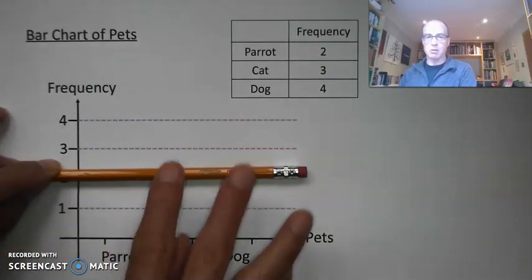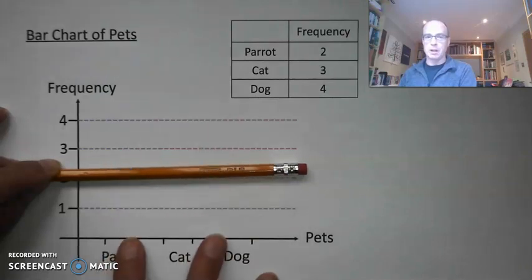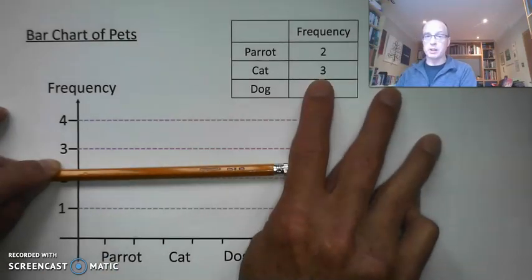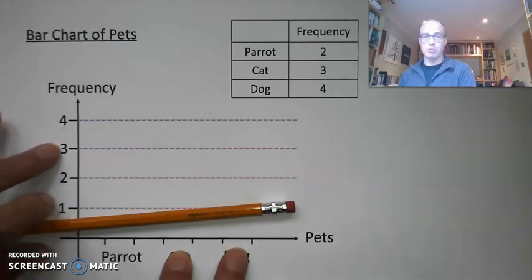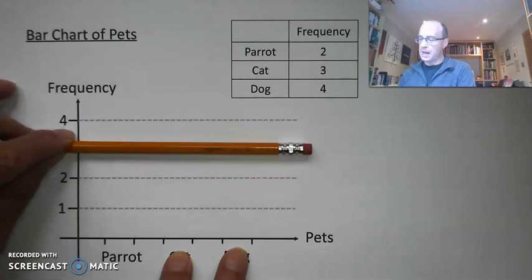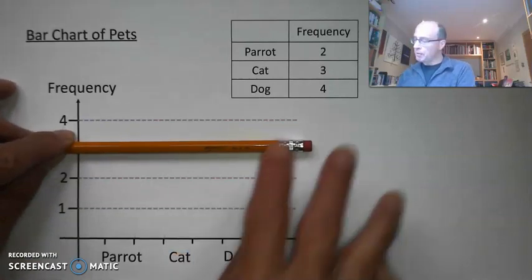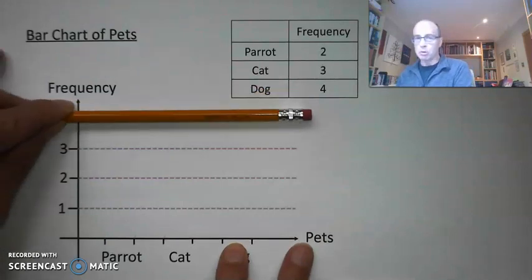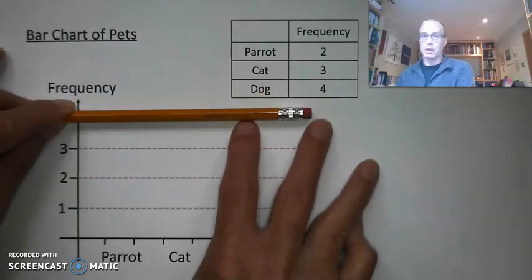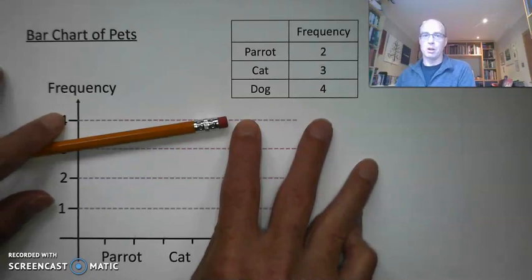Bar's going to need to go up to here for my parrot. For my cat, 3 people said cat, so my cat is going to have to go up to frequency 3. So my bar for my cat is going to come up to here. My final one, my dog, 4 people said dog, so dog, 4, my bar's going to need to come all the way up to 4 on my chart.